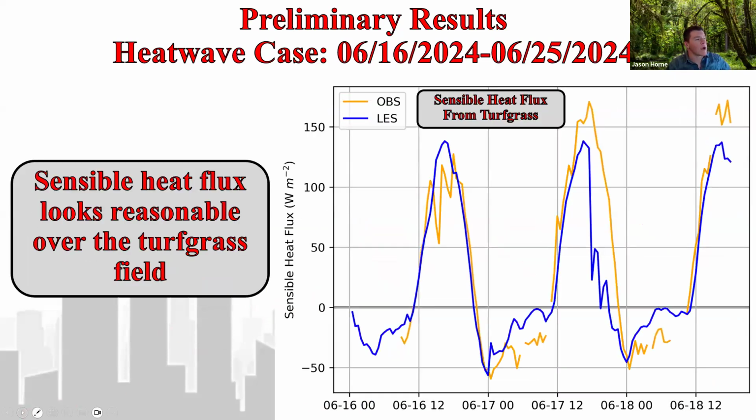Largely, right? Looking at the grass field, here's some sensible heat fluxes off the turf grass. You can see we do an okay job with the sensible heat fluxes. That's not too terrible, right? There's obviously some clouds being simulated here that aren't being captured in reality, but that's just the name of the game. You're not going to get those perfectly right.